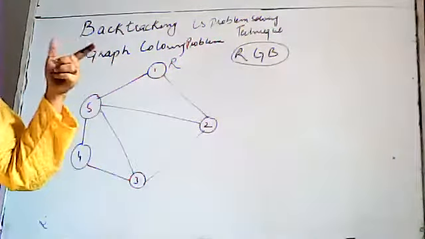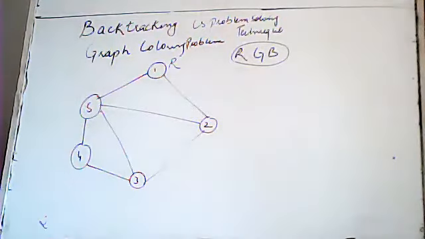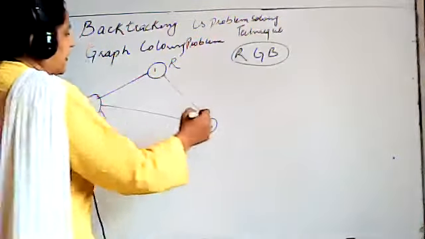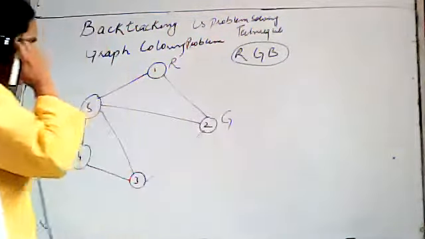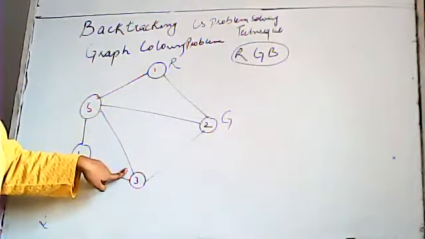Please tell me. Somebody has unmuted. Speak up. The problem says we cannot paint two directly connected vertices with the same color. Then can 2 have red color? No, ma'am. Can 2 have red color? No. So we have to paint vertex 2 with some other color. Let's take green. Okay. Now 2 is connected to which? 3.